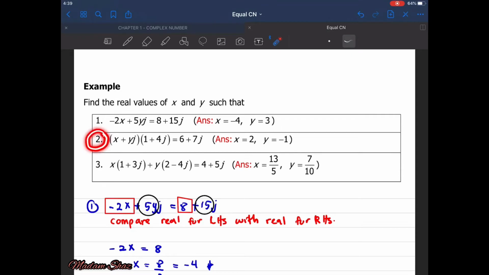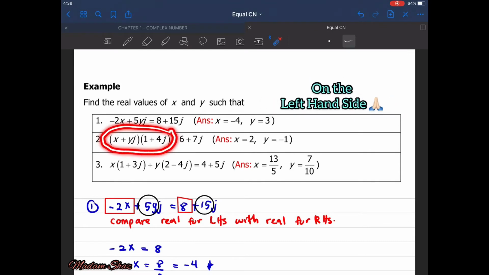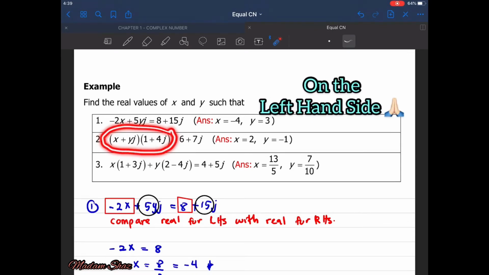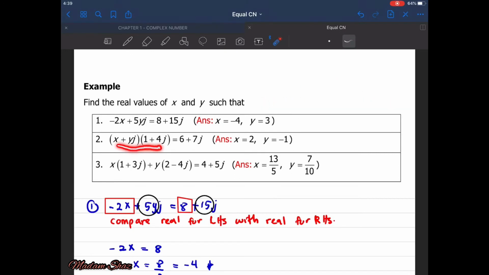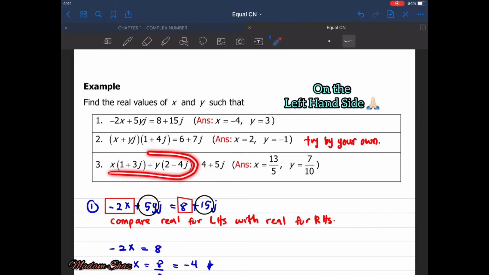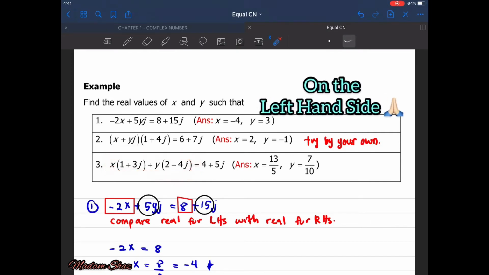For the second example, you have x plus yj multiplied with 1 plus 4j equal to 6 plus 7j. On the left hand side, we have complex numbers in terms of multiplication. So you have to multiply first and then compare with the right hand side. This one you have to try on your own. For example 3, we have x multiplied with the first bracket plus y multiplied with the second bracket equal to 4 plus 5j. So on the left hand side, you have to multiply first and then compare both sides.